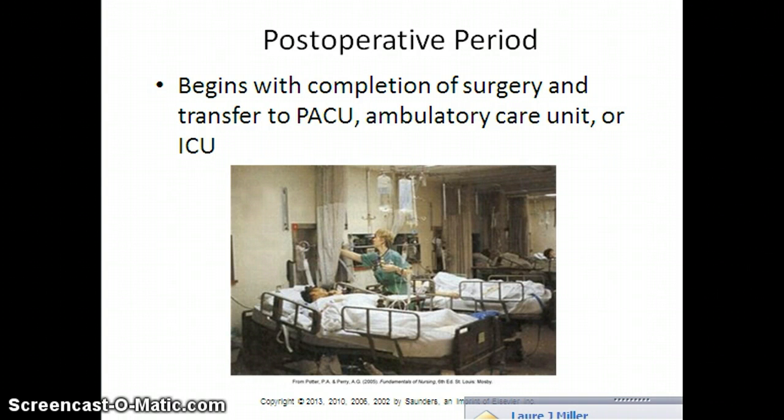Typically, with taking care of the patients during this time, they're going to be monitored very, very closely. You can see in this picture there's a lot going on, lots of IV drips. Typically, vital signs are going to be every 5 minutes. We're going to be looking at level of consciousness changes, monitoring pulse oximetry, and checking those incision dressings. We want to be looking at those very closely, because this is the time that our patients are going to be very fragile and require close monitoring.